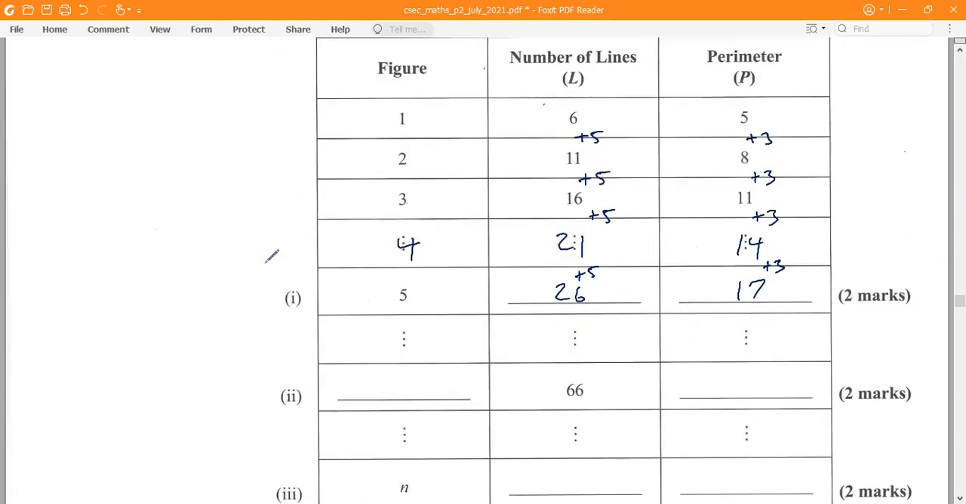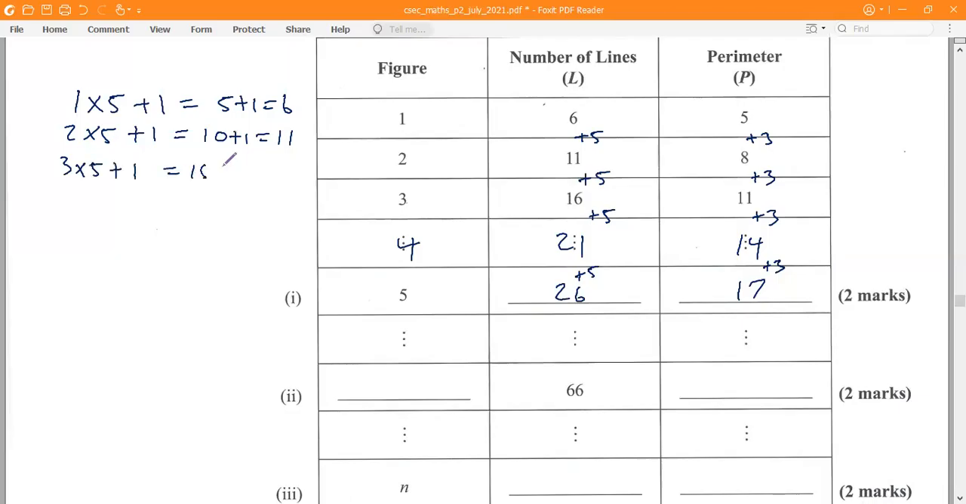Also, we need to look at the relationship between column 1 and column 2, which is the figure number and the number of lines. So we have 1 multiplied by 5. We are doing this by trial and error. So 1 times 5 is 5, plus 1 is 6. Then 2 times 5 plus 1 is 10, plus 1 is 11. And then 3 times 5 plus 1 is 15, plus 1, which is 16. So it seems that we are taking the first number, multiplying it by 5, and adding 1, and that gives us capital L.